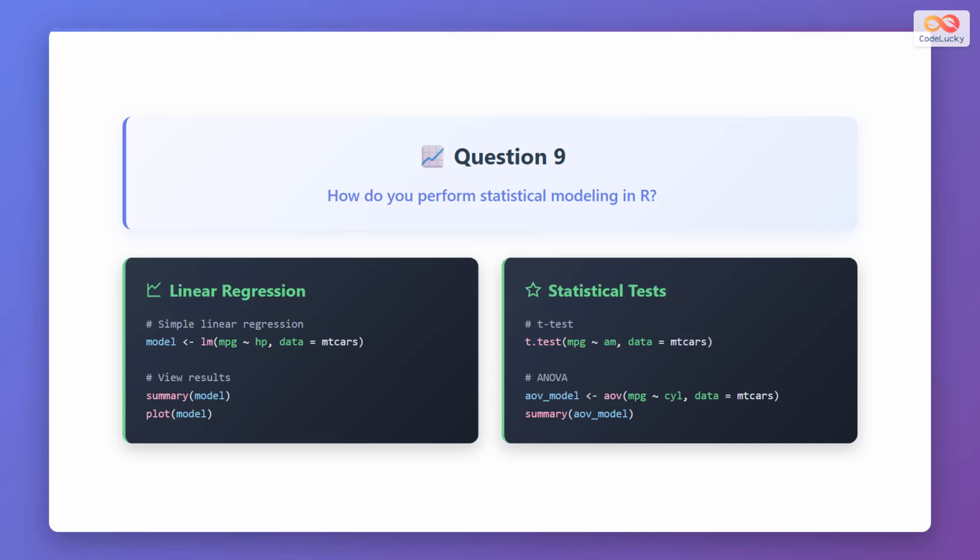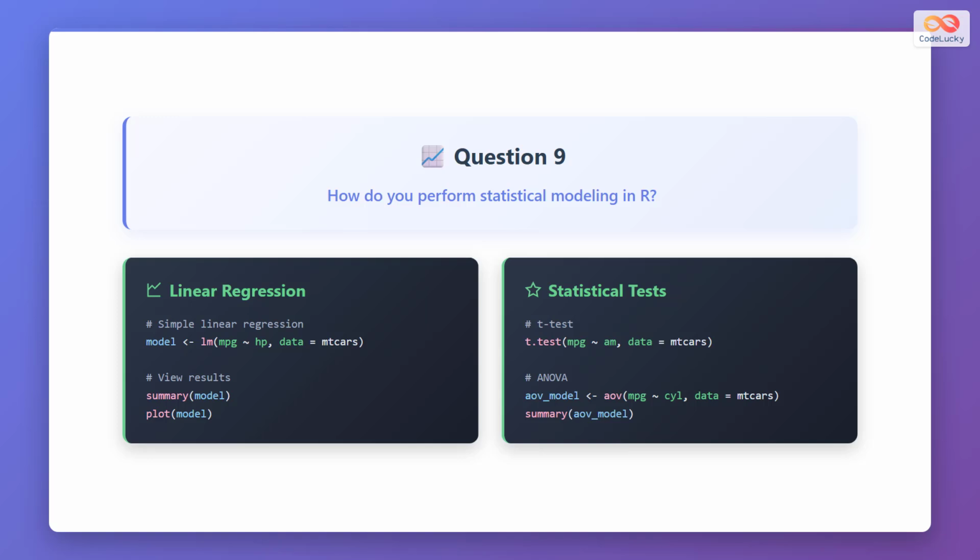After creating the model, use the summary function to view detailed results including coefficients, significance tests, and goodness of fit measures. The plot function on the model object generates diagnostic plots to assess model assumptions. Statistical tests are equally important for hypothesis testing. The t.test function performs comparisons between groups, such as comparing MPG between automatic and manual transmissions.